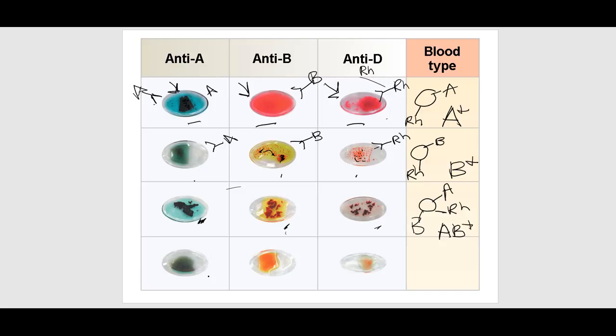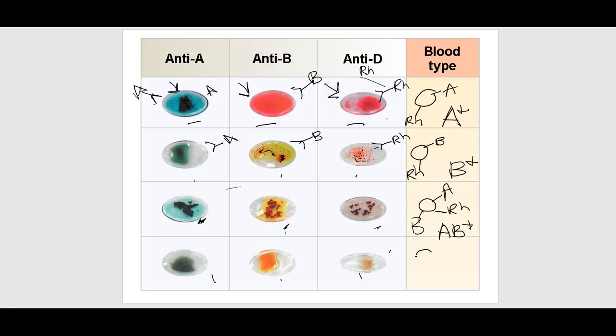Finally, on the last one here, again, we put a drop of blood in each trough, and then we add the respective antibodies. We added anti-A antibodies here. There was no clumping that occurred, so we don't have any A antigens. We added anti-B antibodies here. No clumping occurred, so we don't have any B antigens. Finally, we added anti-RH antibodies here. No clumping occurred, so we don't have RH.